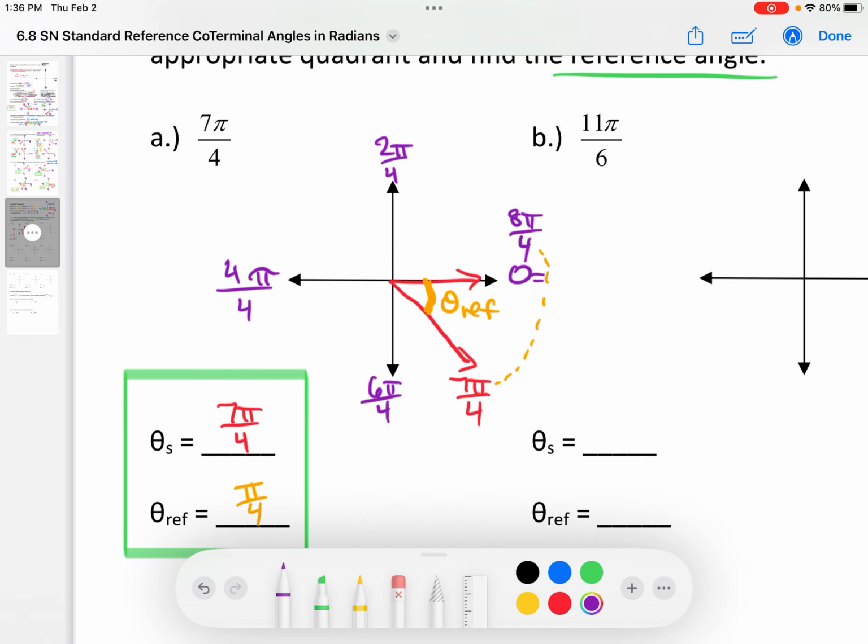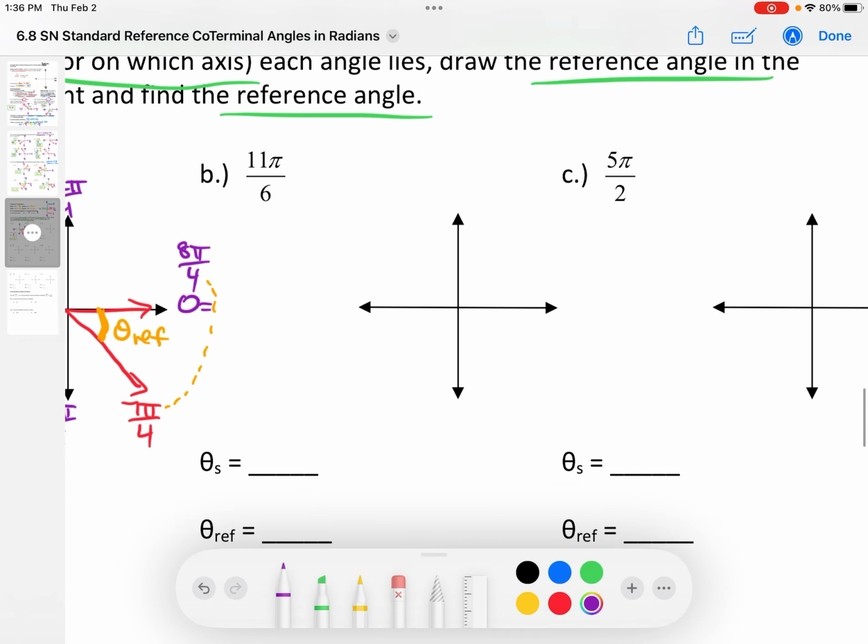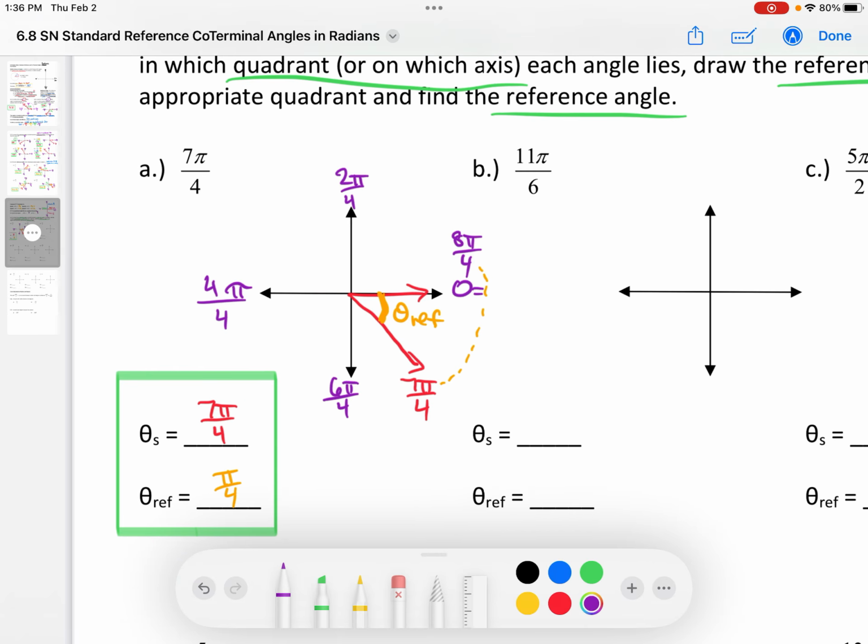Now, let's take a look at B. B is 11 pi over 6. If we look at this one's the quadrant as well. There's not a spot for that, but that's okay. This angle is in quadrant 4.